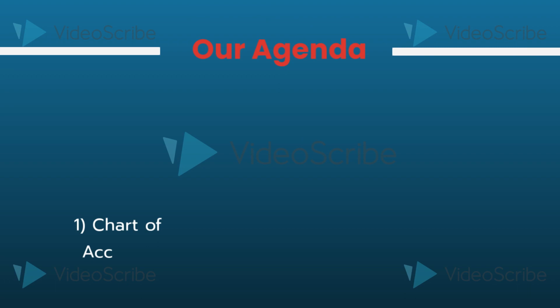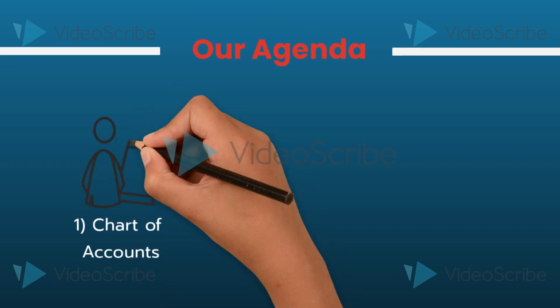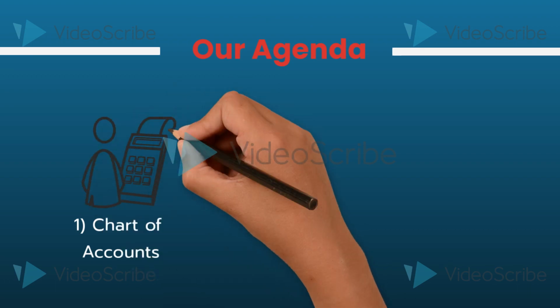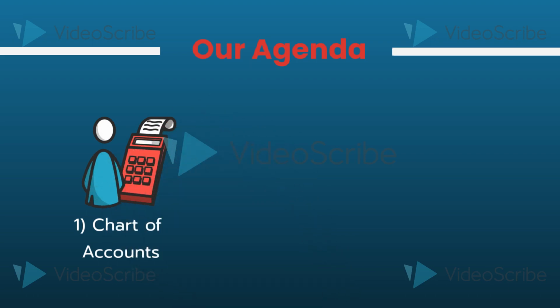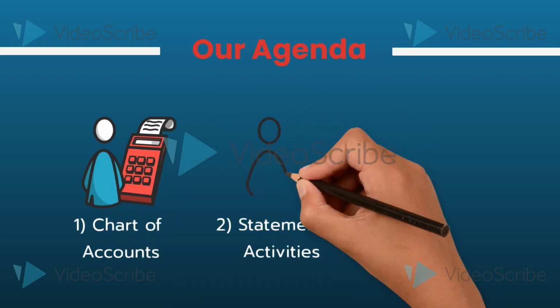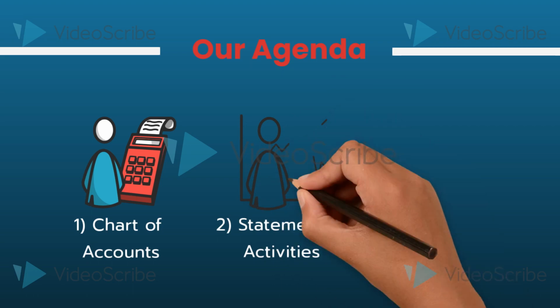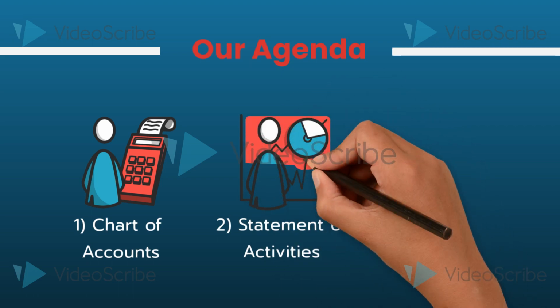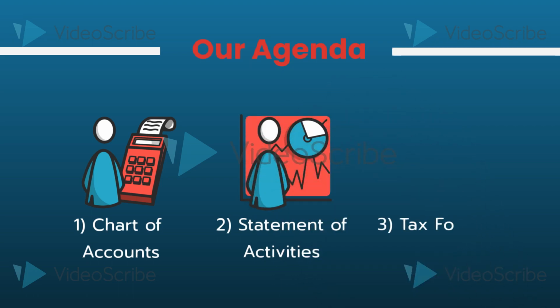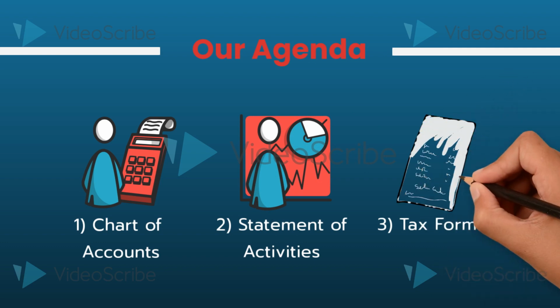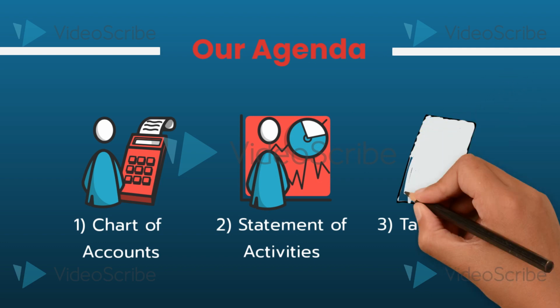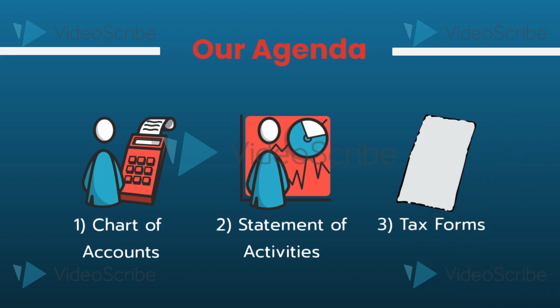So let's go over the agenda for this training. First, I will explain how the numbering system on a chart of accounts is organized and read. Next, I will explain what the statement of activities is and how you can process the information you glean from it. Then finally, I will explain which tax form you need to file with the IRS and then give you an explanation of some of the other ones you may need to file in the future as you grow.